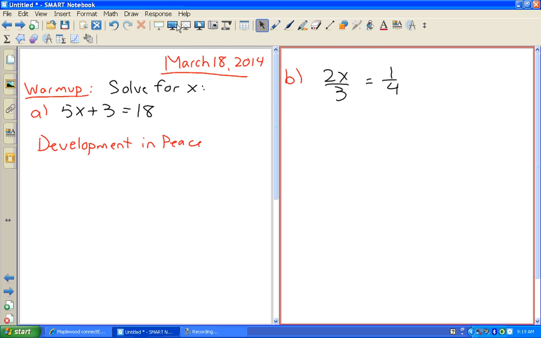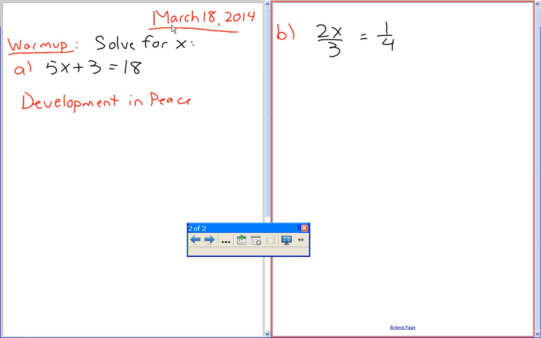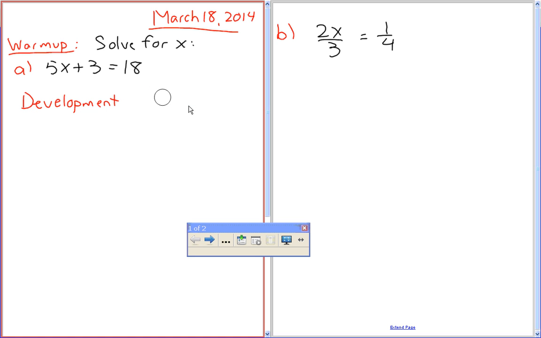Luke, we'll start with you. Okay, first step here for this one, please, is what? Move the 3 over to the right. What does it turn into when it comes to the right? -3. Good.